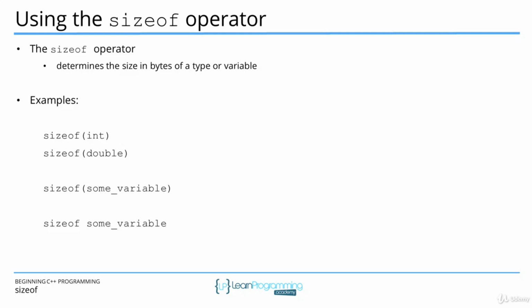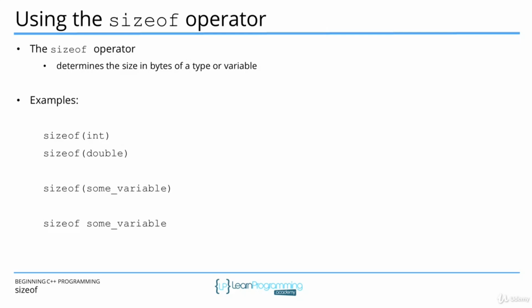We'll learn about compound types in a future section. In order to determine the size of a specific type, we provide the name of the type inside the parentheses. For example, sizeof(int), sizeof(double). This will tell us the size of that type in bytes on the specific machine and compiler that you're running the program on. You can also determine the size of variables using their names.